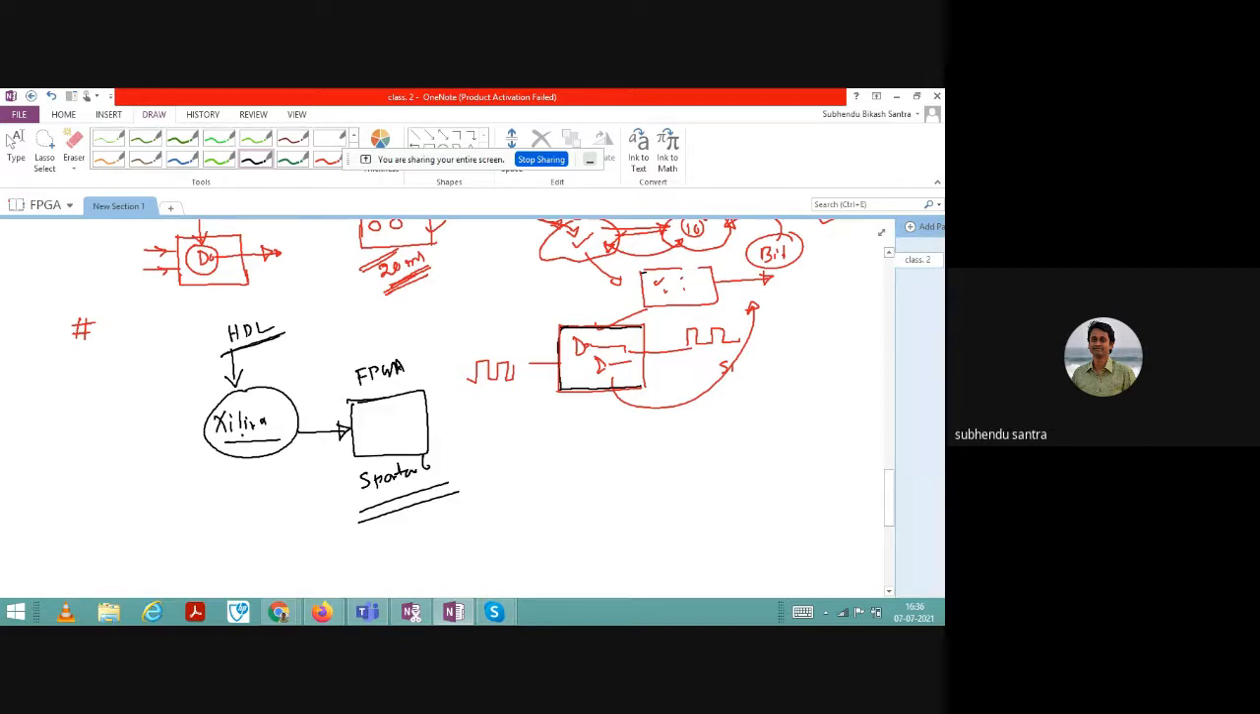When you are writing your code in the Xilinx using HDL or VHDL, hardware description language, you have to select which type of board you are writing for. So you need to select first Spartan 6 board, okay. After selecting this Spartan 6 board, the new window will come. In that window you have to write the code, and then after that you have to compile.